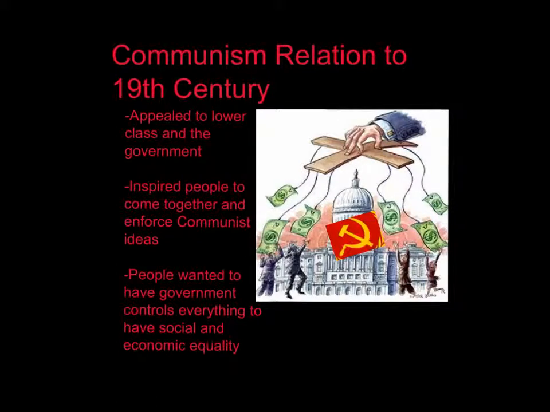The picture shows a hand that's part of the government equally distributing money and giving everyone economic equality, and that shows the ideas of communism and its relation to the 19th century.